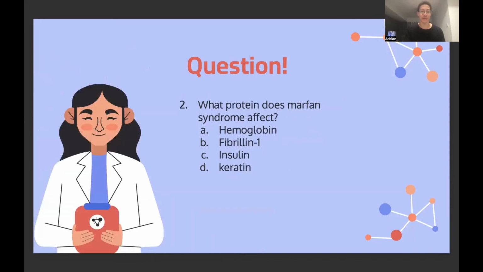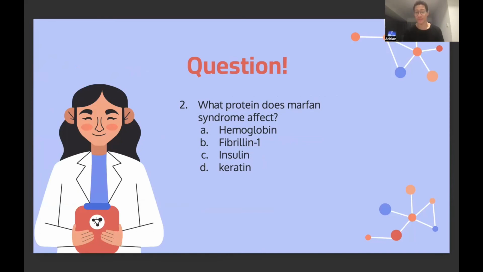So now we're going to move on to question number 2. Question number 2 is asking what protein does Marfan syndrome affect? Throughout the presentation, we mentioned it, so I'm going to give you a second. All right. The answer here is B, fibrillin 1. Fibrillin 1 is a protein present in the body's connective tissue.